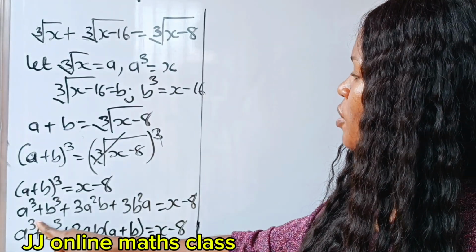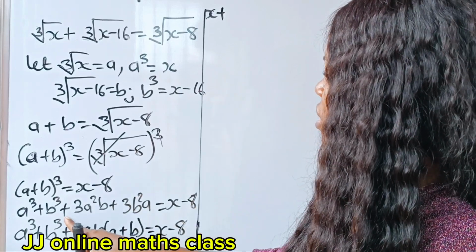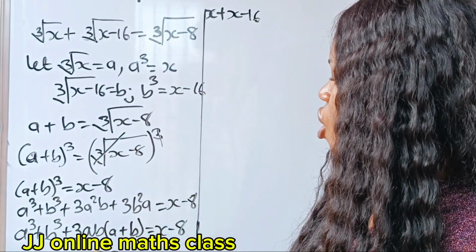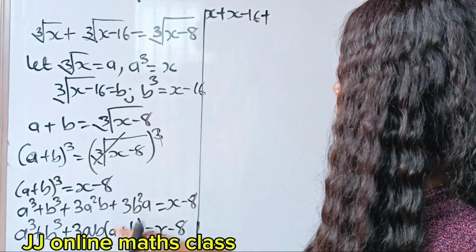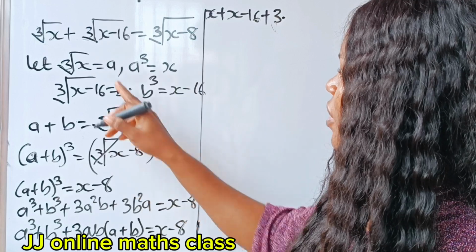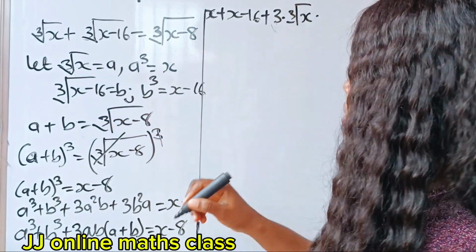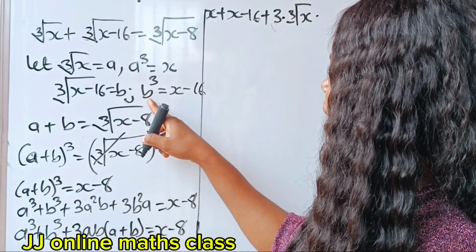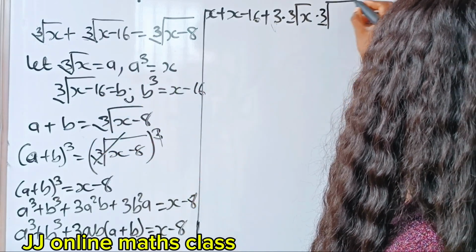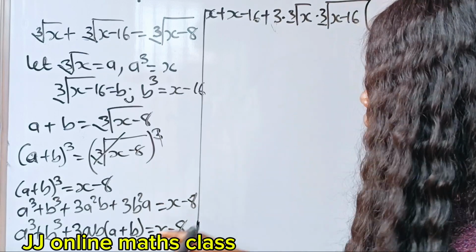So recall that a to the power of 3 is what? X. So we have x plus b to the power of 3 is x minus 16, right? Okay, plus 3ab, that is, we have 3 multiplied by a. Recall that our a is the cube root of x, multiplied by b. Our b is what? The cube root of x minus 16, all right, bracket a plus b.